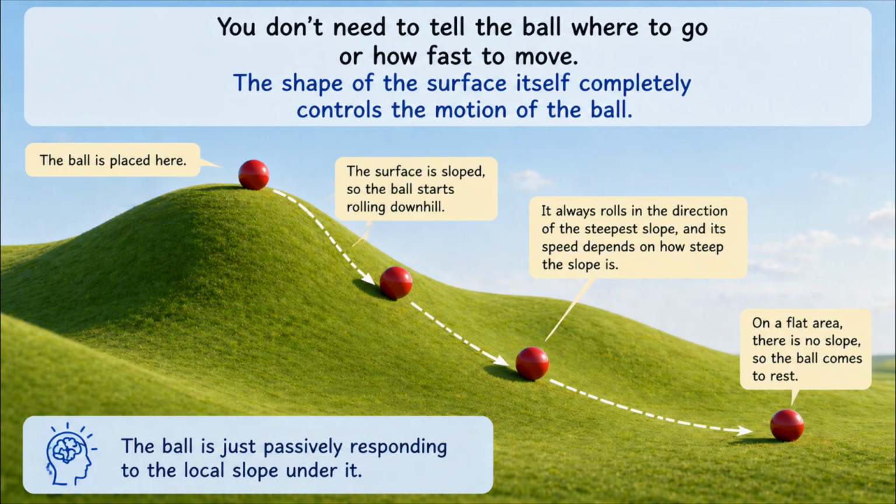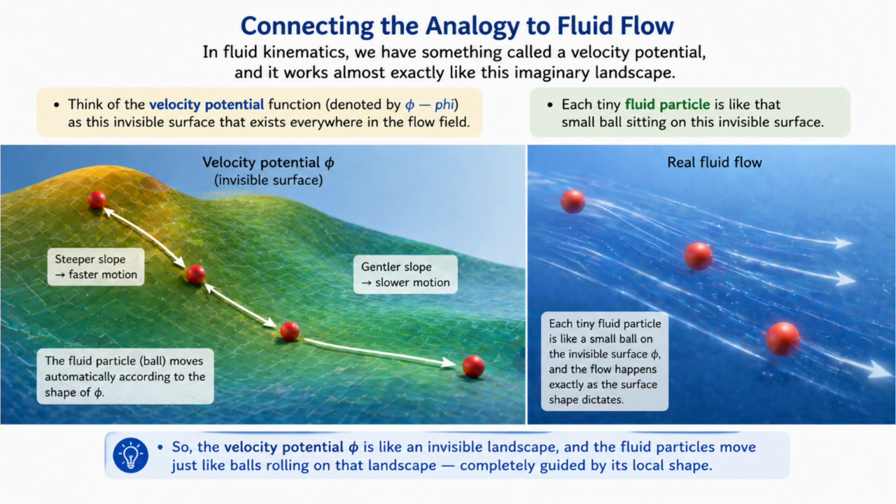The ball is not deciding anything. It is simply reacting to the slope at each point. So the ball is just passively responding to the local slope under it. In fluid kinematics, we define a quantity called the velocity potential function, denoted by the letter phi. Think of this velocity potential as an imaginary or invisible surface that exists throughout the flow field. Each fluid particle behaves like the small ball on this surface. The motion of the particle is governed entirely by the shape of this potential surface.